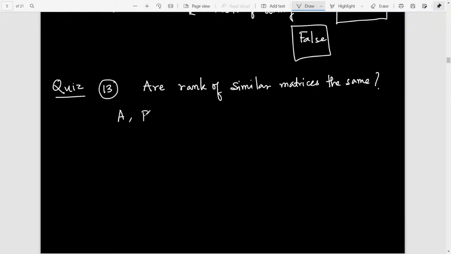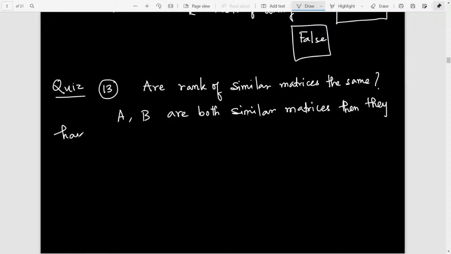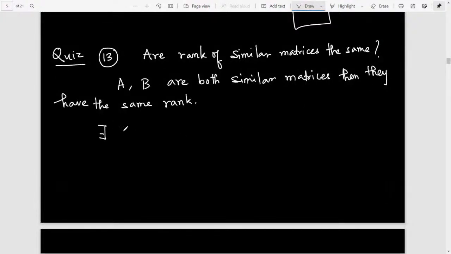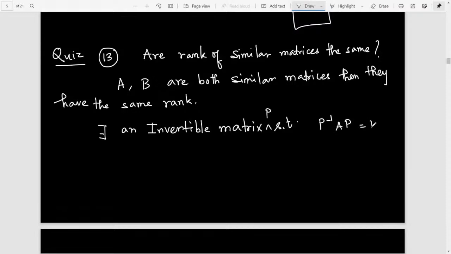So if you take A and B, if A, B are both similar matrices, then they have the same rank. So one of the ways to understand it, I will just give you the sketch of the proof. If A and B are similar, that means what? That means there exists an invertible matrix P such that P inverse AP is equal to B, right? So, in short, AP equals PB. So this is what similarity means.